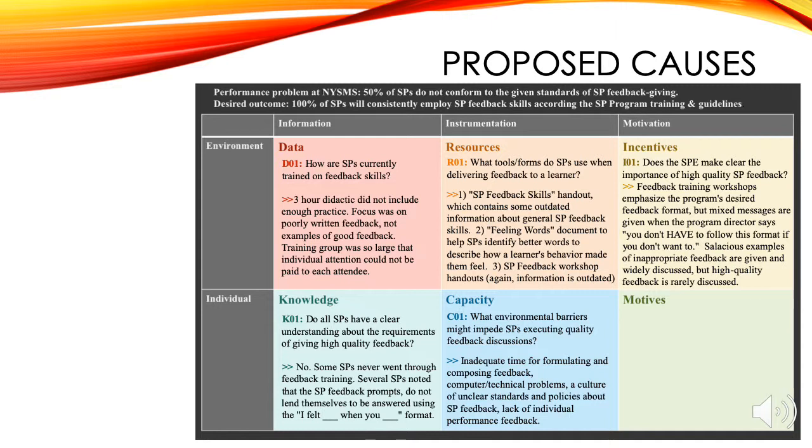C01, what environmental barriers might impede SPs executing quality feedback discussions, listed inadequate time for formulating and composing feedback, computer technical problems, a culture of unclear standards and policies, and a lack of individual performance feedback.